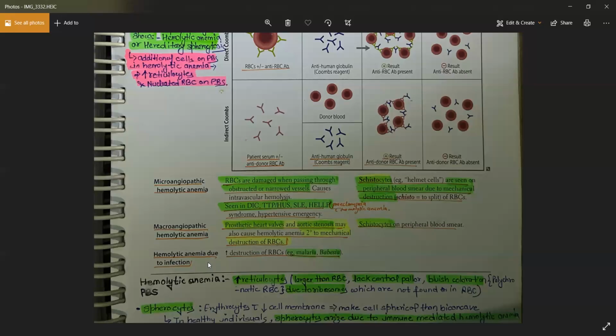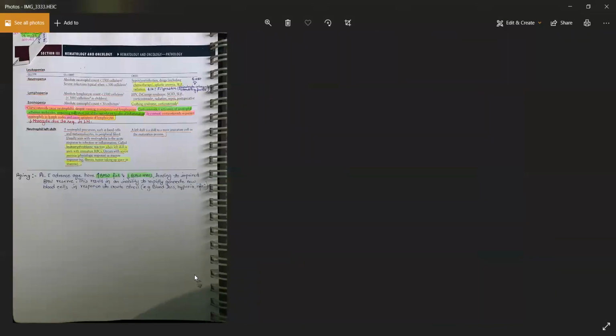Okay, then you also can have the hemolysis because of the infections, and we have discussed the malaria and the babesia. You guys remember the malaria and babesia, where these parasites will infect your RBCs and they will cause the lysis of your RBCs, right? So this is again a cause of destruction, the intravascular hemolysis. Is that okay? Yeah. So remember these causes.